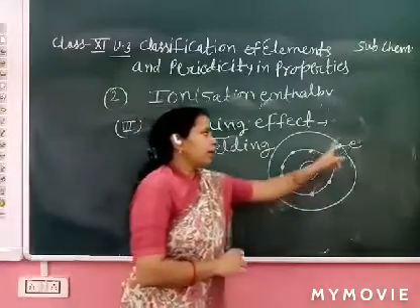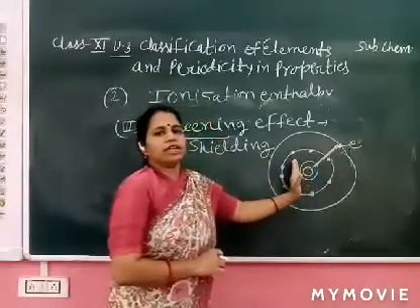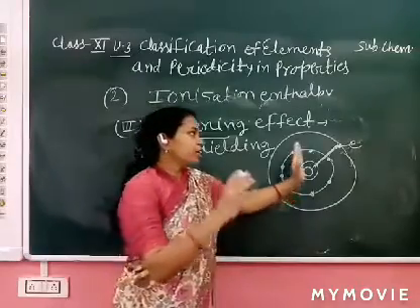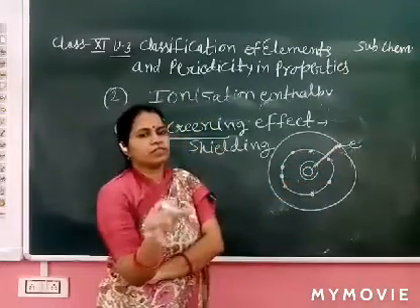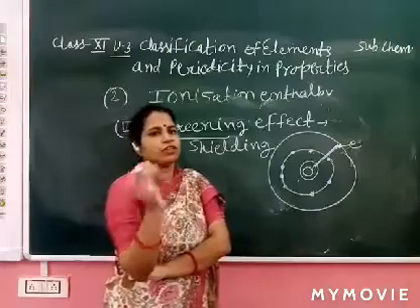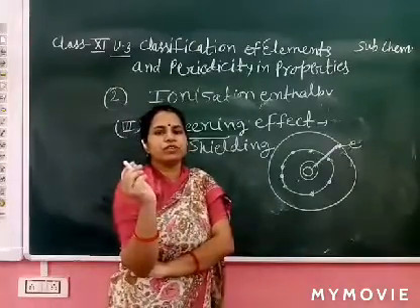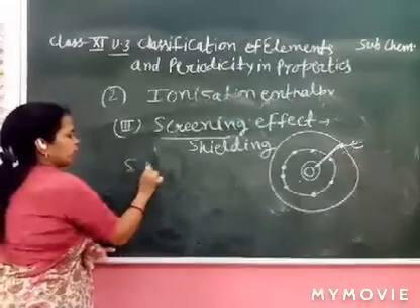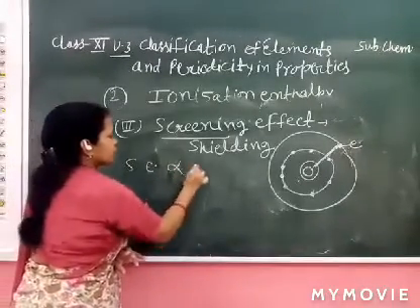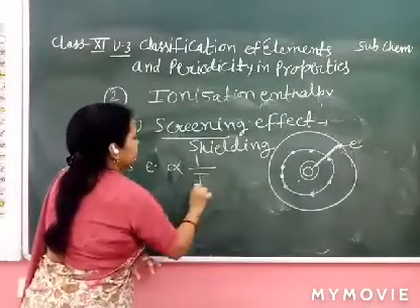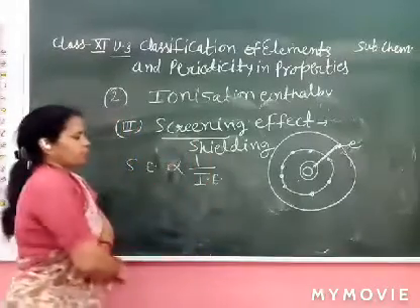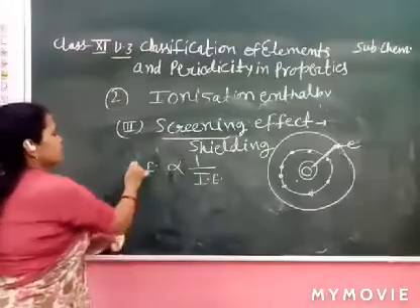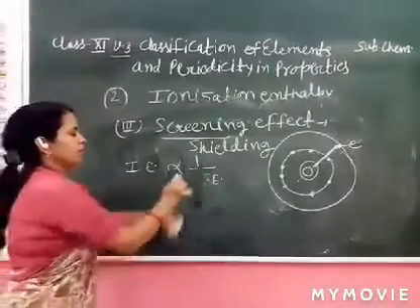And the outermost shell electron felt less attraction by the nucleus. If it felt less attraction by the nucleus, we can easily remove it. So it means ionization enthalpy is very low. So what happened? When screening effect is increased, the ionization enthalpy is decreased. Ionization enthalpy is inversely proportional to screening effect.